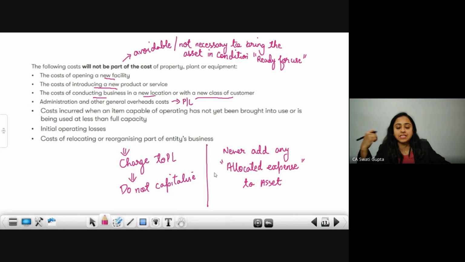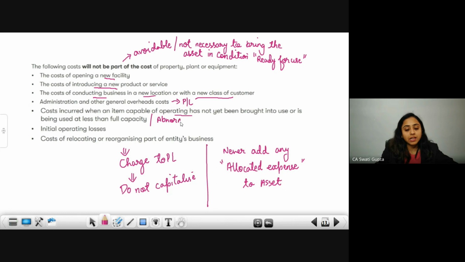These are general overheads. You know, there are direct costs as well as indirect costs. Indirect costs which are not directly related, which are just attributed, okay, which is just allocated on some appropriate basis, then these are not capitalized, not added to the cost of the asset. Cost incurred when an item was capable of operating but has not yet been brought into use, or is being used at less than full capacity. If something is not being used at full capacity, then that is abnormal loss. Abnormal loss is always charged to PL. Always charged to PL, never capitalize.